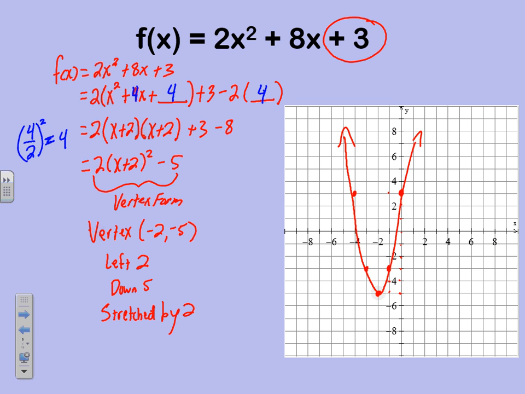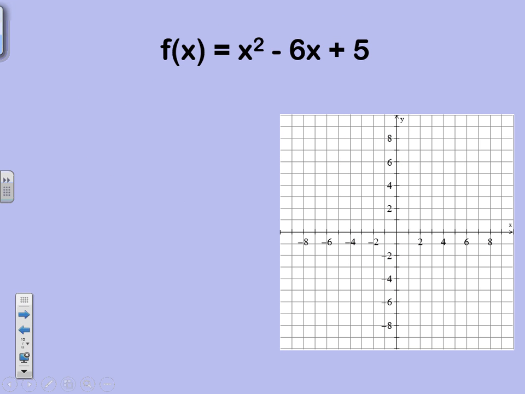So now let's take a look at an example where the a term is just 1, and see how that affects what we do. So we have x squared minus 6x plus 5. Okay. First thing it says to do is factor out the a term. Well, if I factor out 1, nothing really changes from the first 2 terms.